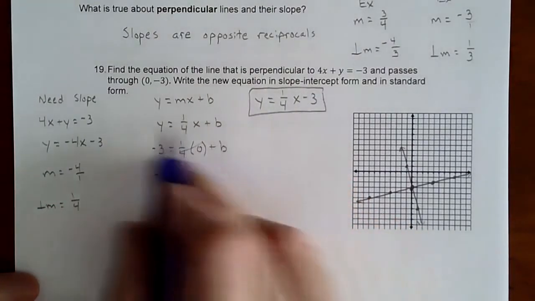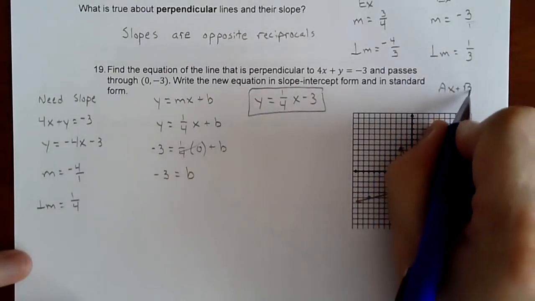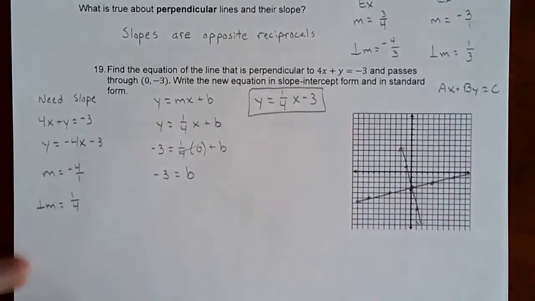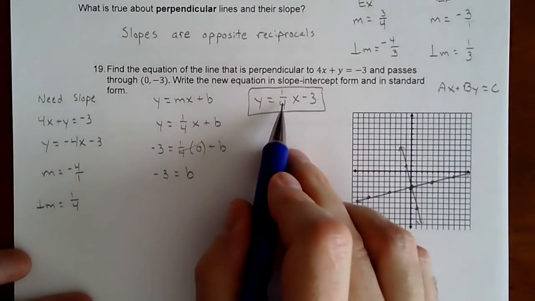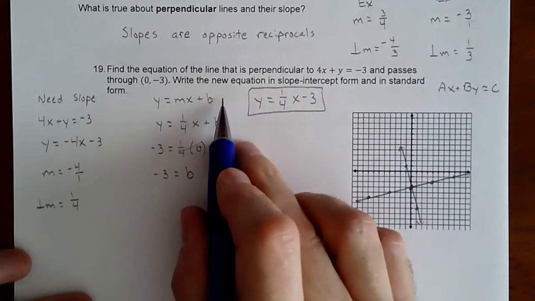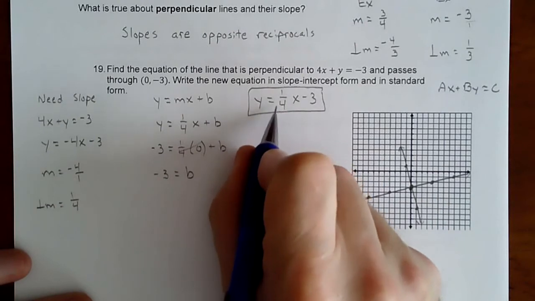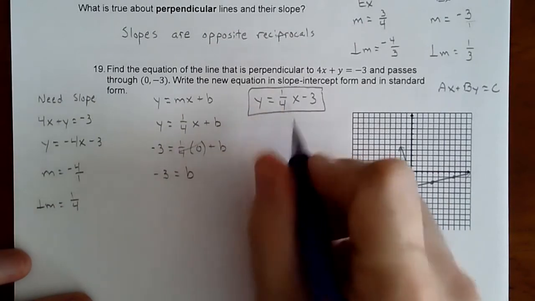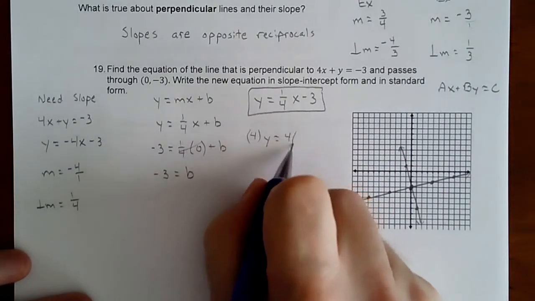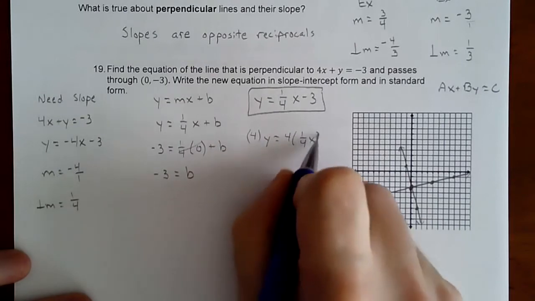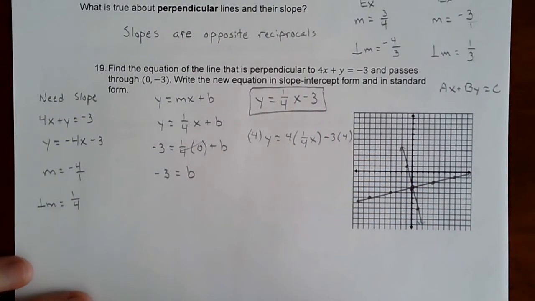The last thing that we have to do is to put this into standard form, which, just to remind you, looks like this. So the first thing is that the capitals refer to us not having any fractions. Well, we've got fractions. So we're going to clear out fractions and then move the x over. Those are our two steps. First, we're going to clear out fractions by multiplying every single piece by this denominator. So we're going to multiply 4 times the y. We're going to multiply 4 times the 1/4 x. And we're going to multiply the 3 by 4. That should clear out our fractions.